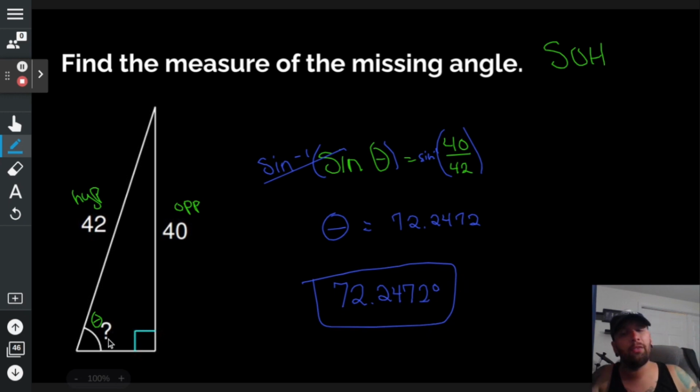Okay, so again, I look at this guy right here. I need to find the missing angle. If I need to find the missing angle of a right triangle, and I'm given two sides, we're going to use trigonometry. And so I compare my sides to theta. And my sides are hypotenuse and opposite. So that requires sine, because sine deals with the opposite and the hypotenuse. So I write out sine theta equals 40 over 42. I need to find theta. So you inverse sine both sides, type it in your calculator. Bada bing.